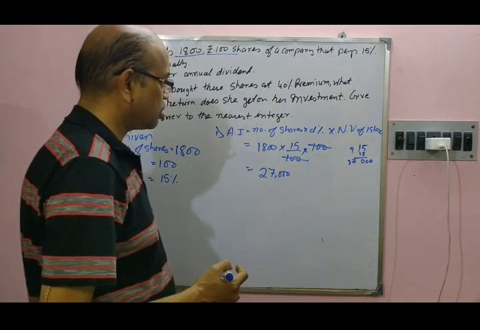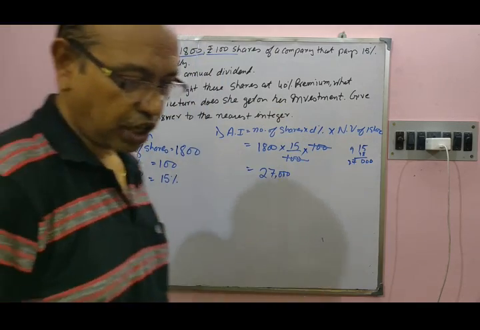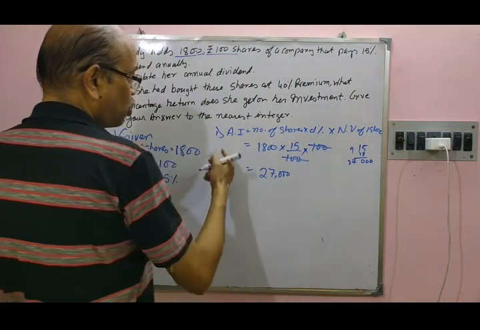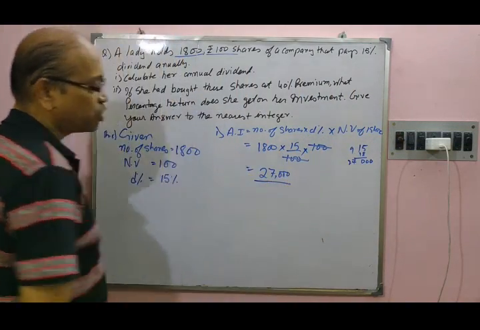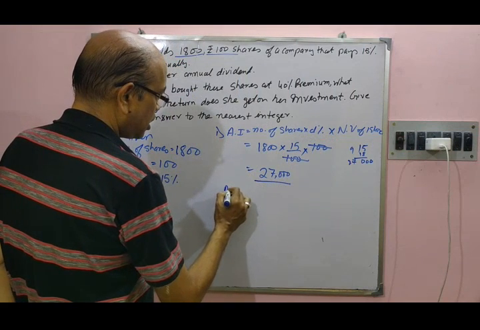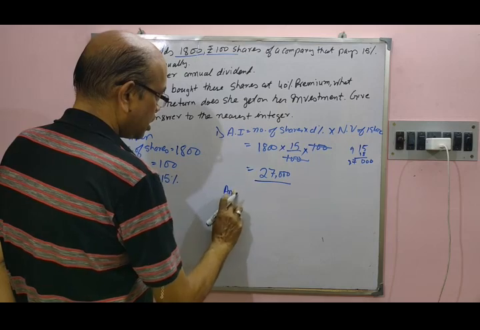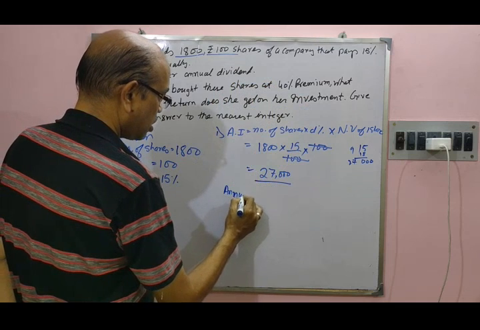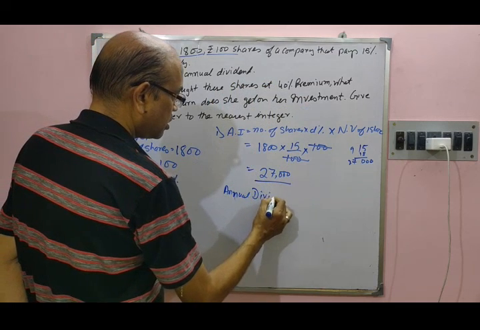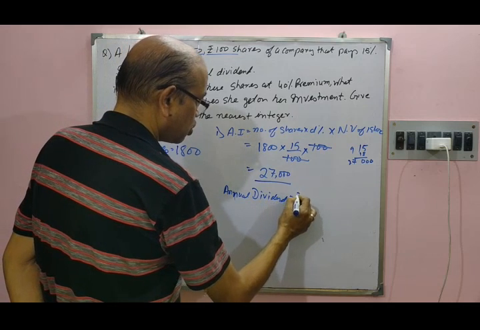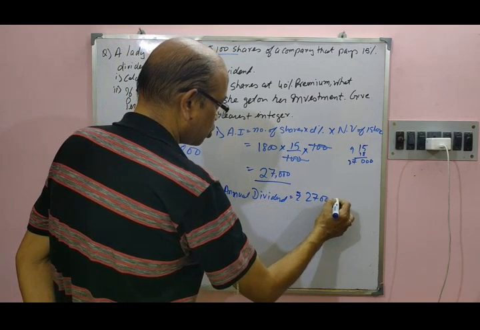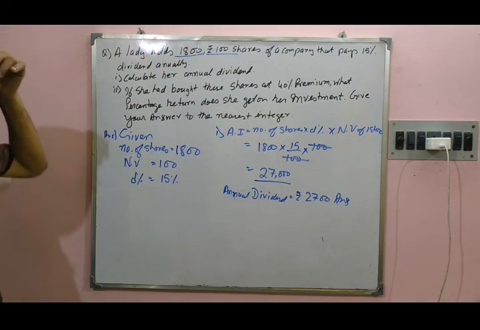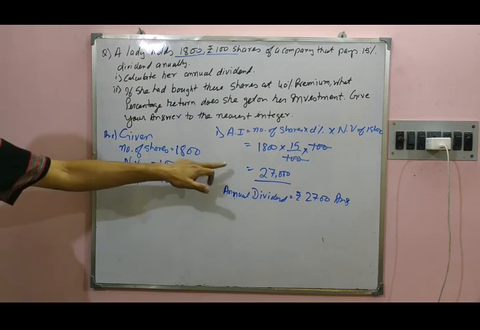Just check the calculations. Correct, I think it's right. So her annual income will be 2700. Therefore, annual dividend is rupees 2700. This is the answer for your first part.